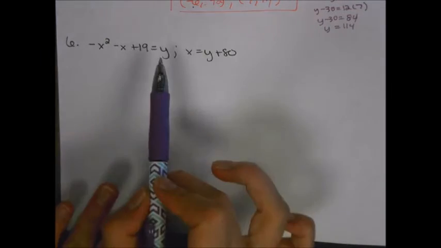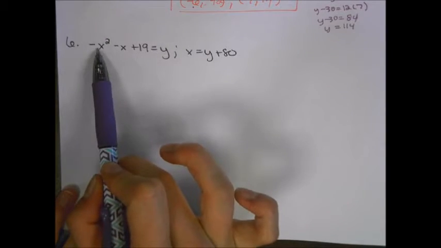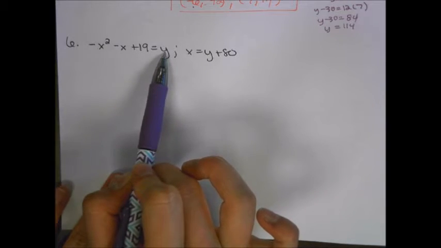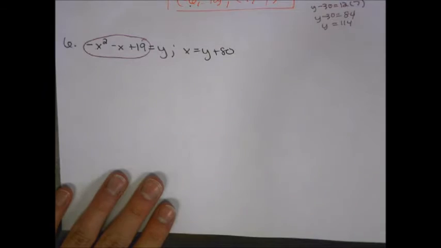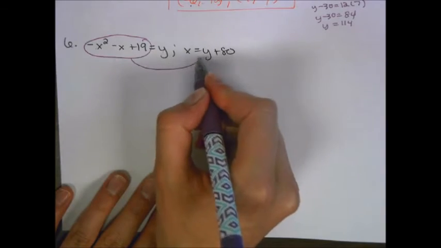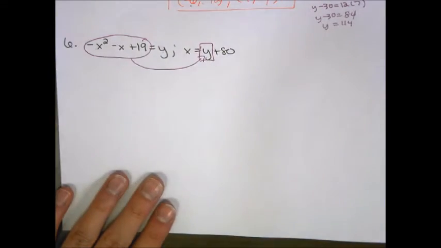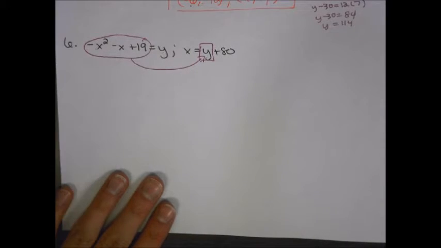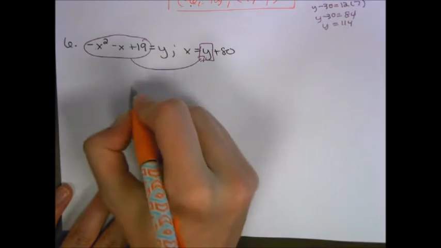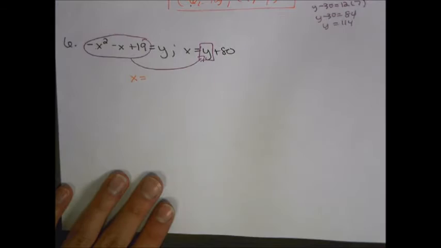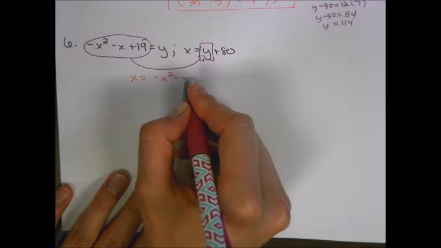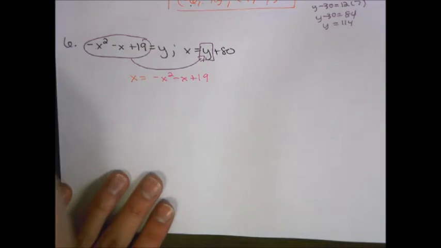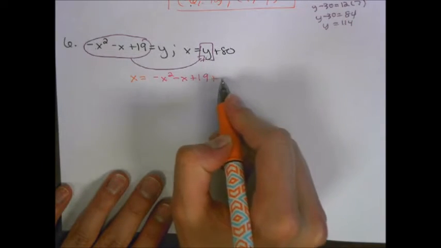Okay, here I have y equals something. I have my variable isolated. So I'm going to plug negative x squared minus x plus 19 into my y. So I'm going to get x equals, what am I plugging into y? Negative x squared minus x plus 19. And then I have plus 80.